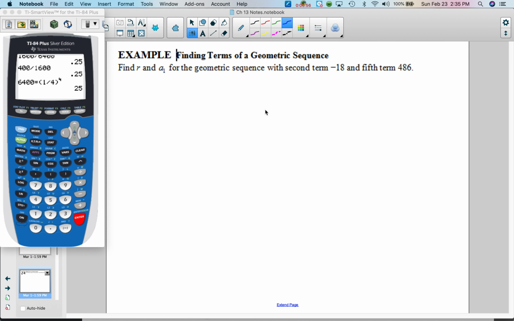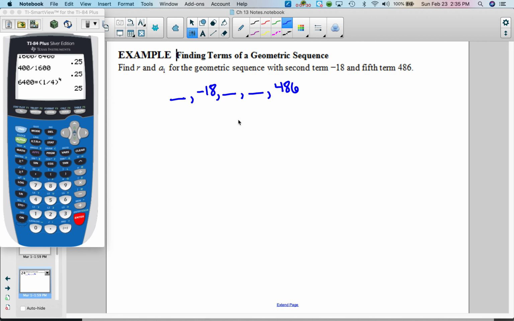All right, for the next example, we are asked to find r and a sub 1 for the geometric sequence with a second term of -18 and a fifth term of 486. Now, we don't know the first term. We know the second term is -18. We don't know the third term. We don't know the fourth term. We know the fifth term is 486. And we don't know r. So we have to do a little bit of detective work to figure this one out.